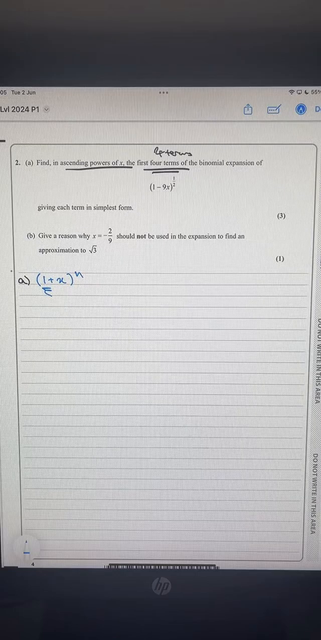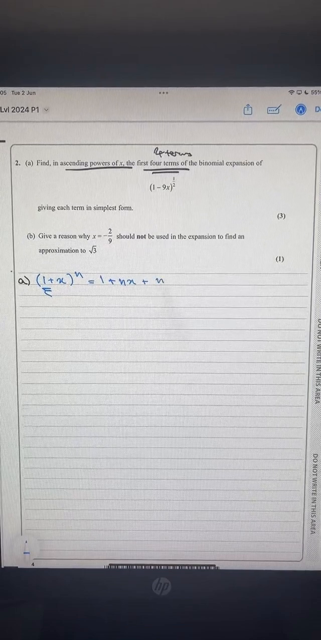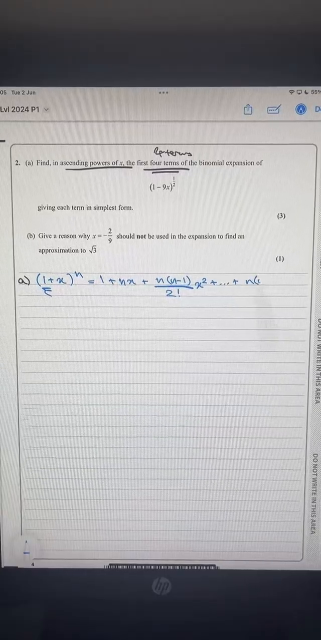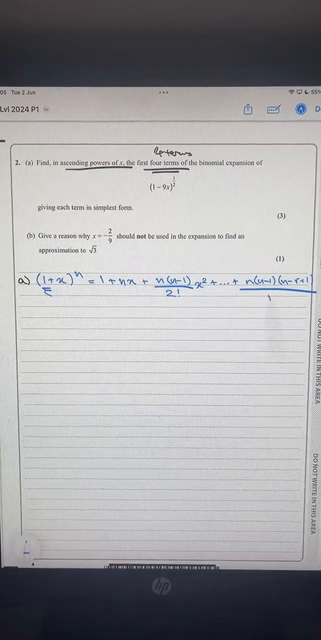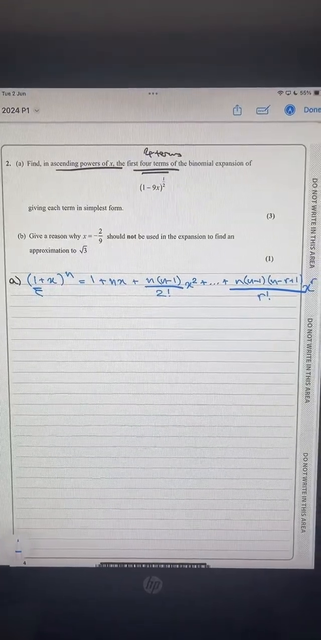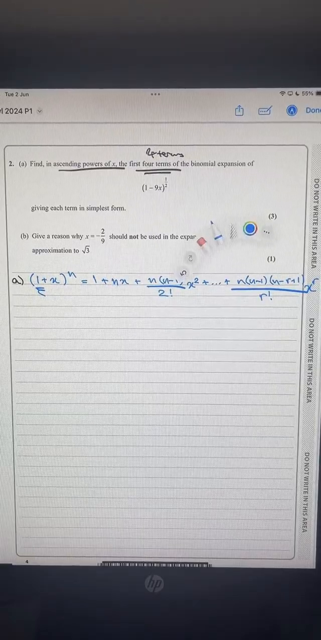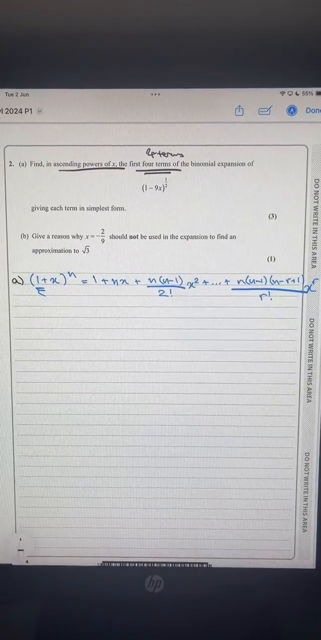So the formula is 1 plus nx plus n times n minus 1 over 2 factorial x squared plus and so on, plus n times n minus 1 all the way to n minus r plus 1 divided by r factorial times x to the r. I hope you can see that. Oh, that's just off the page. There you go. Cool. So that's your general formula, and all you have to do is sub into the formula, and we need to give each term in its simplest form.